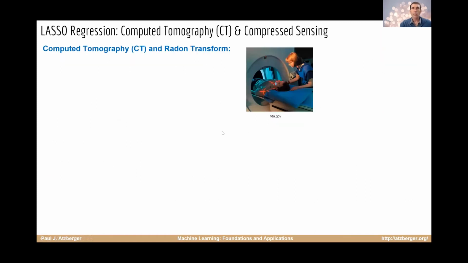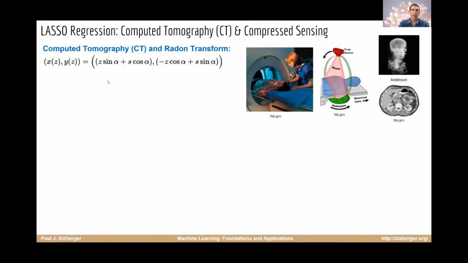Okay, let me give you a practical example of an application of the LASSO regression. In particular, in the last few minutes, I just want to talk about the problem of tomography. This is a field that has benefited a lot from recent developments in compressed sensing, which is closely related to this L1 regularization idea. In computed tomography, the key mathematical transform that you use to model what's happening in, for example, a medical imaging measurement is called the Radon transform.